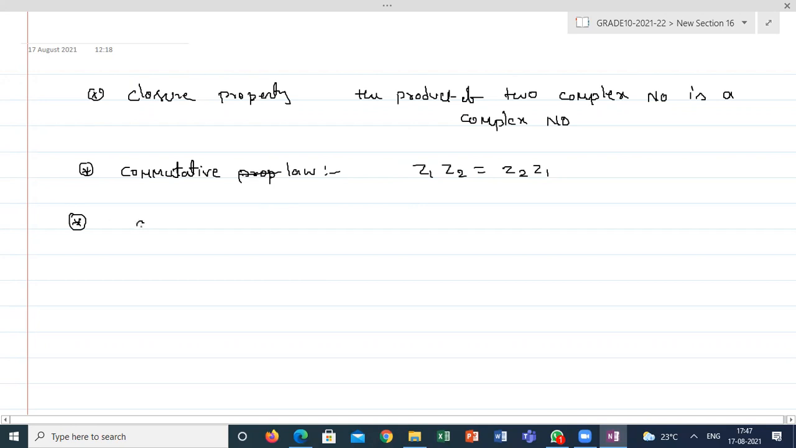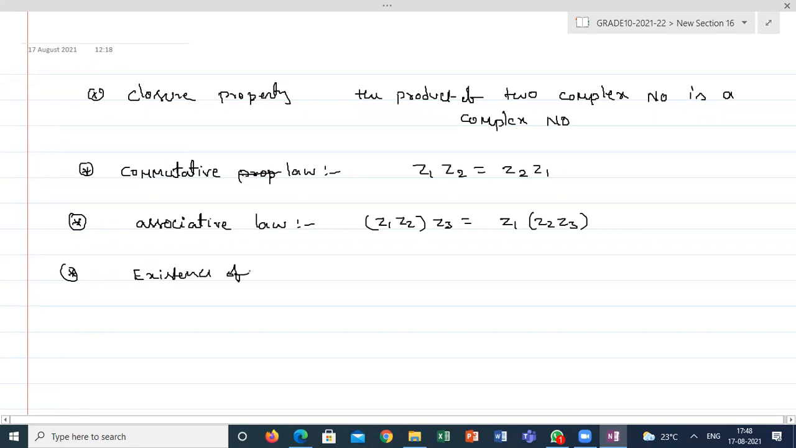Next one is the associative law: Z1 Z2 product multiplied with Z3 will be equal to Z1 multiplied with the product of Z2 and Z3, for any three complex numbers Z1, Z2, Z3. Existence of multiplicative identity. Anyone can explain? What is the meaning of multiplicative identity? The number multiplied by the multiplicative identity will give the same number.